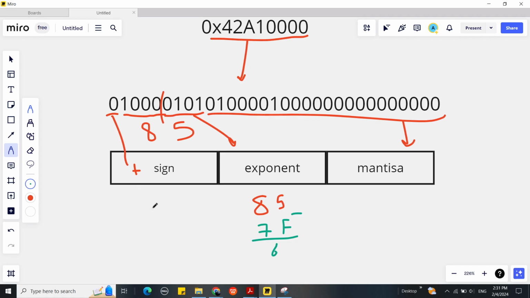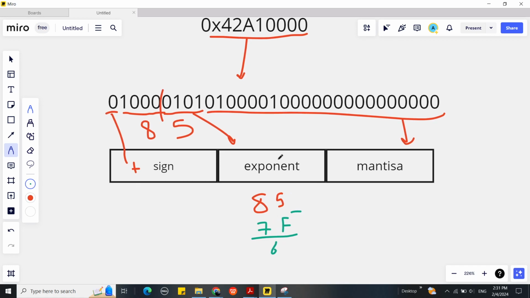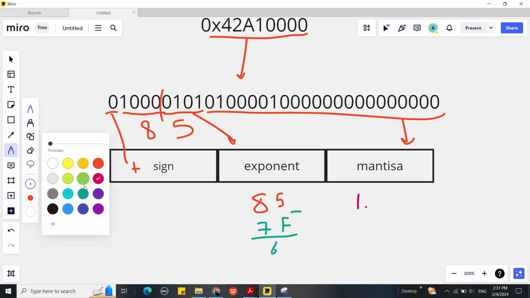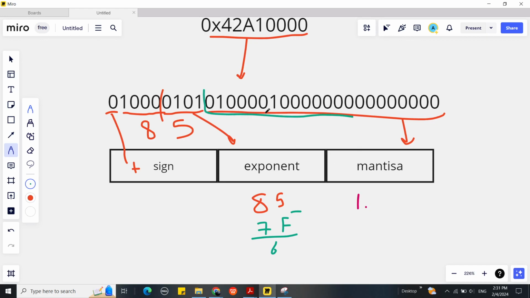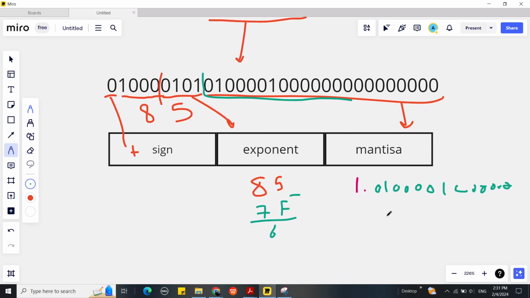And now we got the sign, we got the exponent. Now it's time for the mantissa. Remember, as I said earlier, always write 1 point before you write your mantissa. And what is the mantissa? The mantissa is the number after the 85, which is this number. So basically, I'm just going to copy all of these numbers, which is 0, 1, 0, 0, 0, 0, 1, and then the rest are 0 extensions, so I don't care about them. I care about them when the number is repetitive, but the number is not repetitive right now.